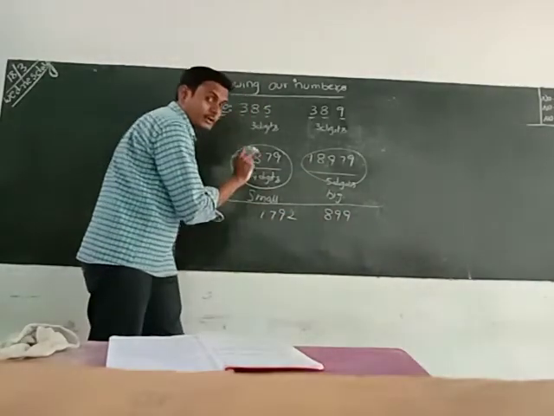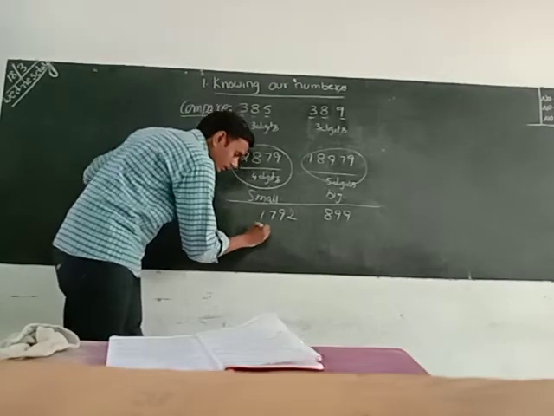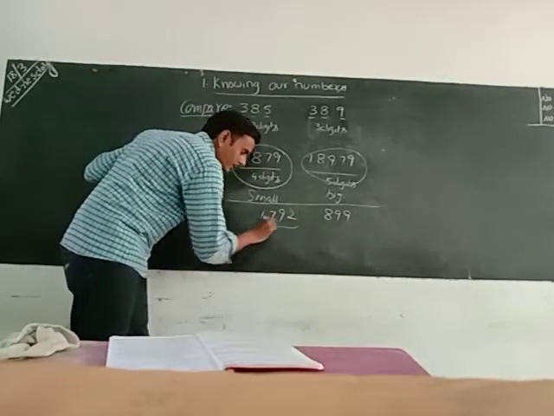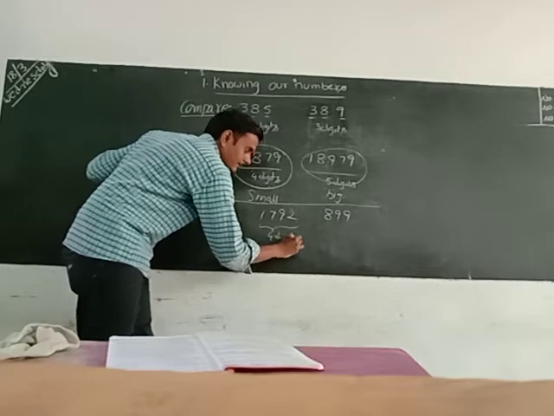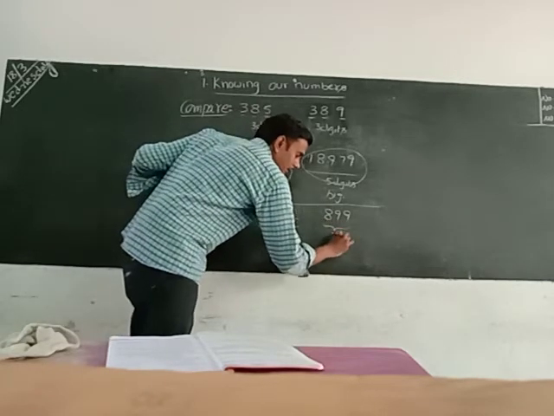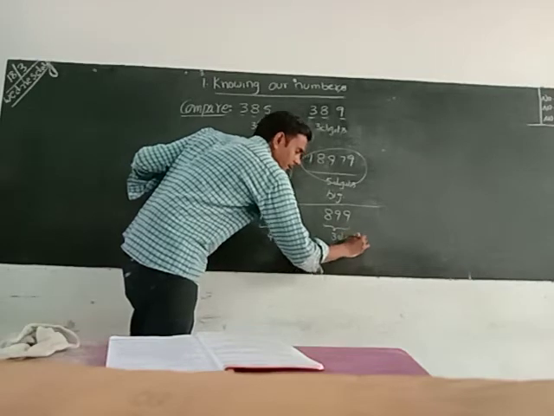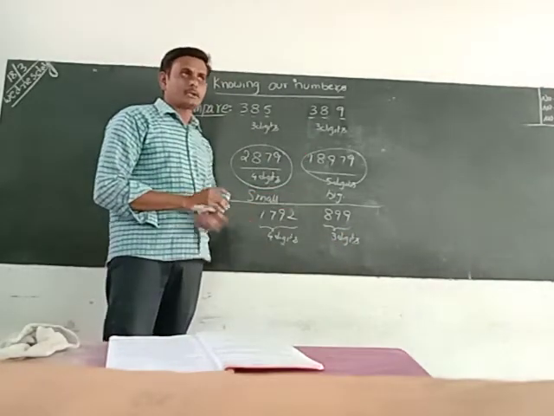While I am counting digits, count carefully. These are the 4 digits. These are the 3 digits. Here 4 digits are there. Can you say which is the biggest?